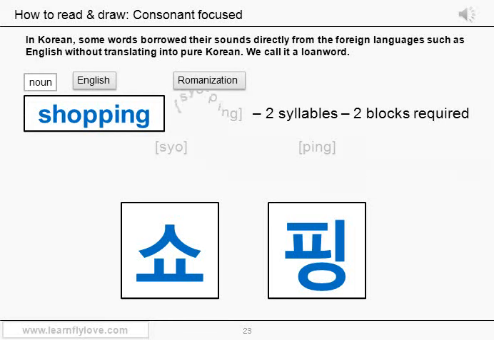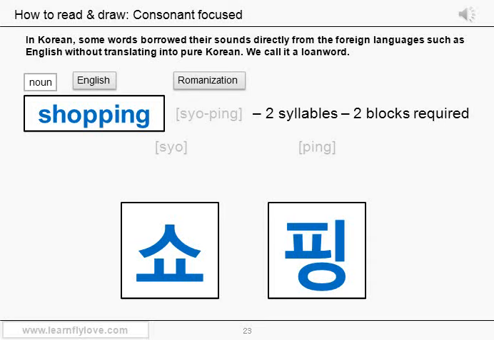Next word is shopping. Check out the romanization and let's hear the sound first. Shopping. This is a word that borrows its sound directly from English. Maybe it sounds nothing like English to some people. I don't know, but anyway, we don't need an alternative romanization. And let's check out the Korean spelling.